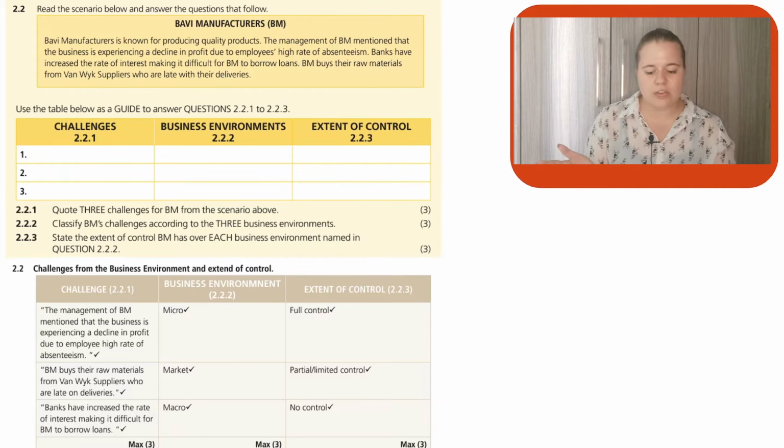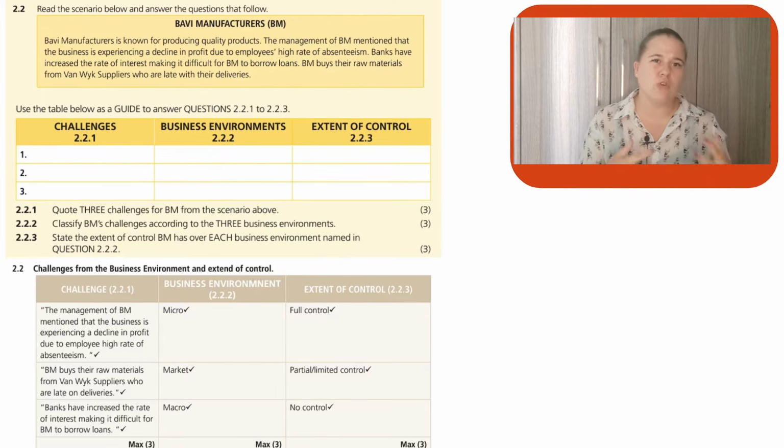Then look at the mark allocation. So for every challenge that you quoted, 1 mark each. Every environment, should it be correct, 1 mark each. And then the extent, 1 mark each. So this is a nice 9-mark question. A nice way how it's split up. So even if you got one of them wrong, you could still achieve most of the marks in this section, which is quite nice.